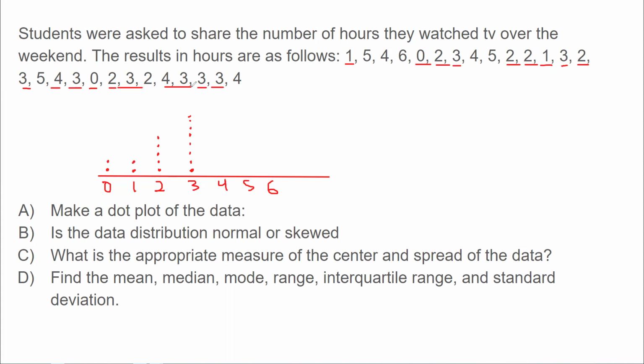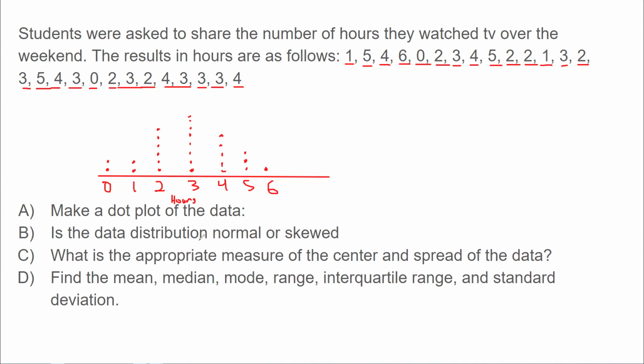I see 5 fours. I see another 2 here, which I missed, so I have 6 twos. Then I see 3 fives, and I see 1 six. Okay, so there's my dot plot. This bottom here is hours watching TV.